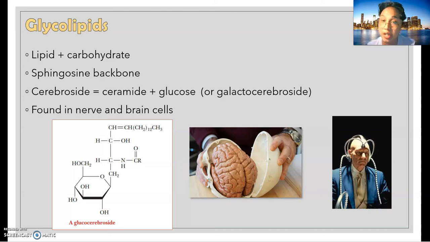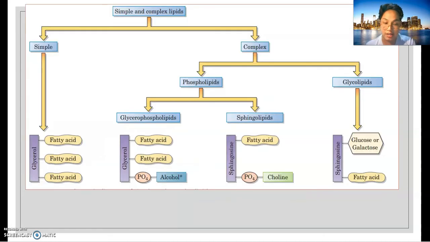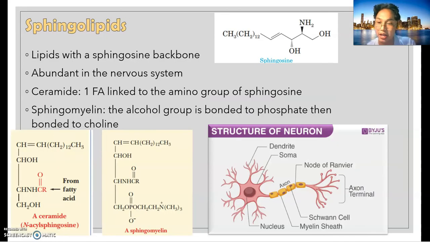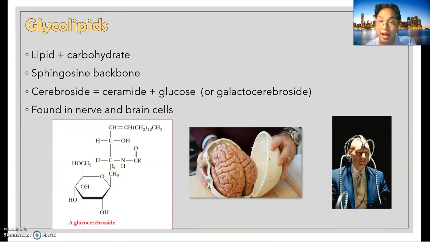So your cerebroside is a ceramide. We know that ceramide, plus a glucose molecule. Or in some cases, it can also be galactose, forming a galactocerebroside. So it's also found in your nerve and brain cells. So that's important, cerebroside.